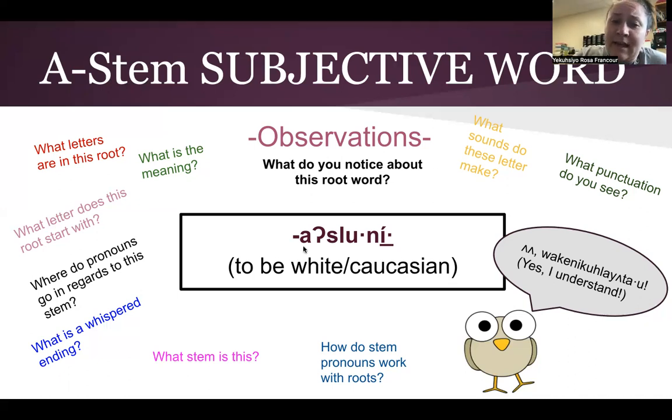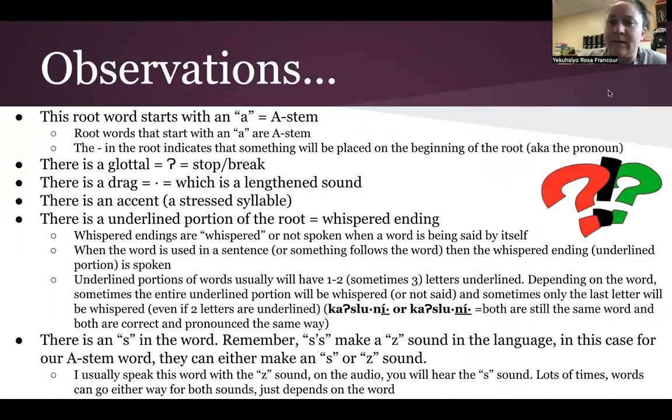So we know that it starts with an A. When we talked about the A stem pronouns, roots that start with an A are automatically A stem. Okay. There's a glottal in here. In the sound practice, we said that that's a quick stop or a break. Zloon, there's a little bit of a drag here. And then obviously this whispered ending, so it's not spoken or said. Okay, so I think that's pretty much it. Let's talk about what we see. So I mentioned a few things already. We know that this root word starts with an A, automatically makes it the A stem.